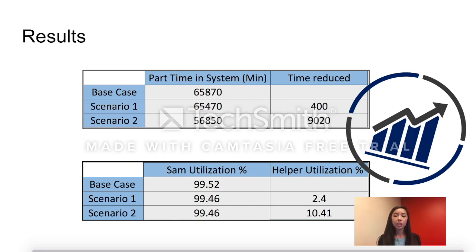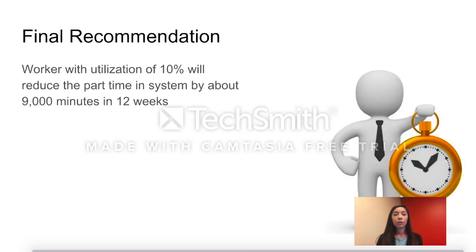For our utilization, we were looking at the helper utilization in scenario 1, and we realized it was very low at 2%, which is why we decided for scenario 2 to put the helper in more areas. For our final recommendation, we would recommend scenario 2. This is because with only 10% utilization of the helper, we're able to achieve a great reduction of 9,000 minutes in 12 weeks. So with that little bit of help that the worker is getting, time is reduced greatly.